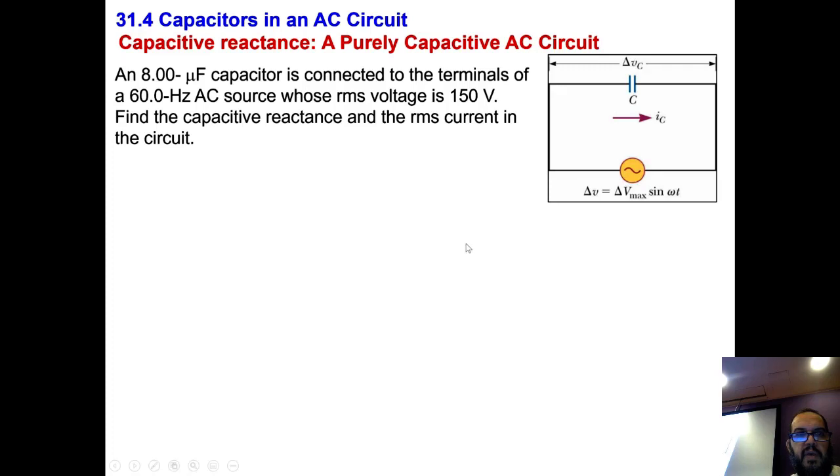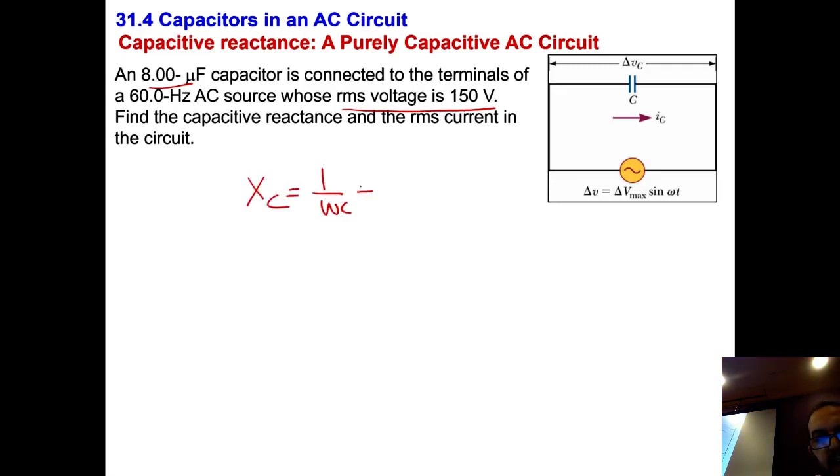Okay, so here we have an 8 microfarad capacitor connected to the terminals of a 60 Hertz AC source whose RMS voltage is 150 volts. Find the capacitive reactance and the RMS current in the circuit. The first question is simple. XC is 1 over omega C, which is 1 over 2 pi f times C. So this is going to be 1 over 2 pi times the frequency, 60 Hertz, so 120 pi, times C, which is 8 times 10 to the minus 6, and the result will be in ohms.